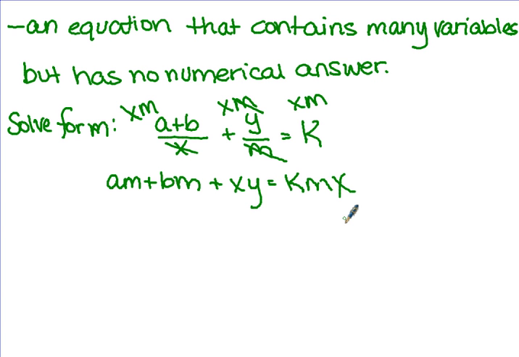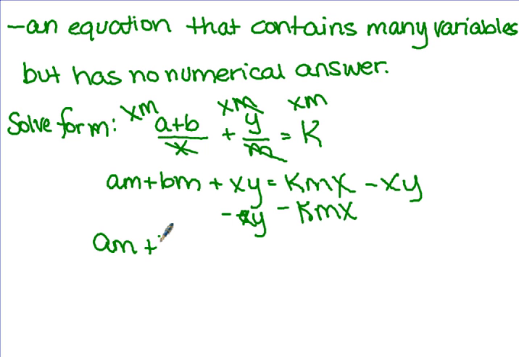Now we are solving for m, so we need to isolate that variable. We need to get it by itself. So I'm going to get m by itself, and everything else I'm going to move to the other side of the equation. So I'm going to subtract xy from both sides, but I'm also going to subtract kmx from both sides. So I'm going to have am plus bm minus kmx equals negative xy.